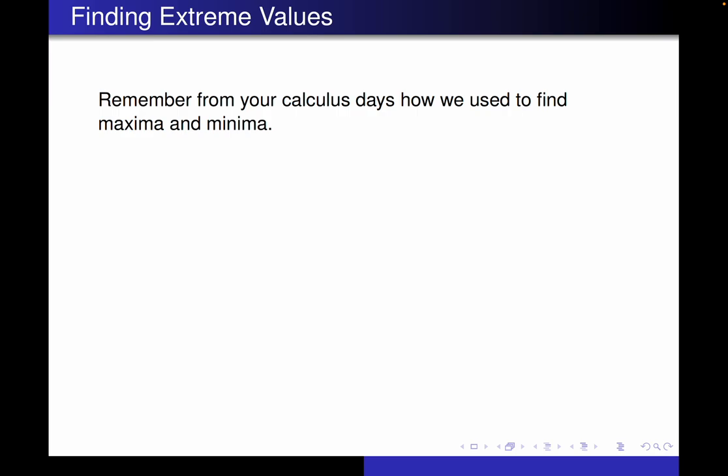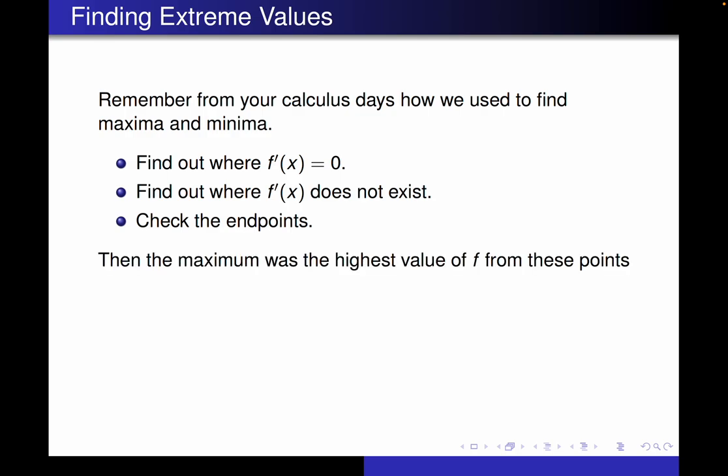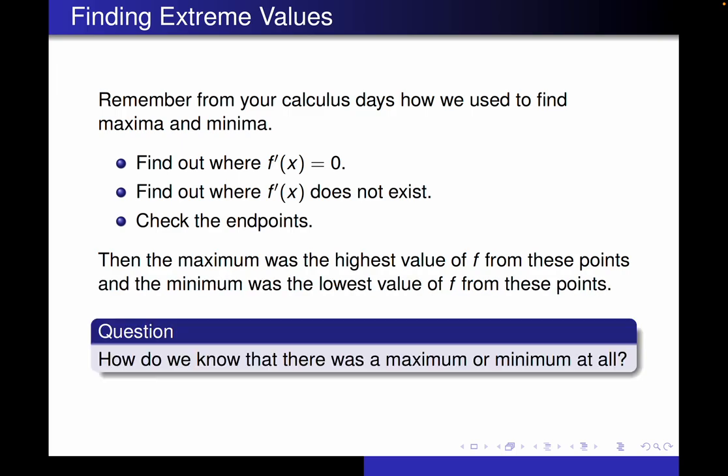All right, so remember from your calculus days how we used to find maxima and minima, right? When you were doing those optimization problems. So you would want to find out where the highest and lowest values of your function are. So one place to find those were the critical points, right? That is where f prime of x equals 0. And then you would find where f prime of x does not exist. And then you would make sure to check the endpoints. And the idea is if you had extreme values, maximum or minimum, those are the places where you would find them. The maximum was the highest of those values, and the minimum was the lowest of those values.